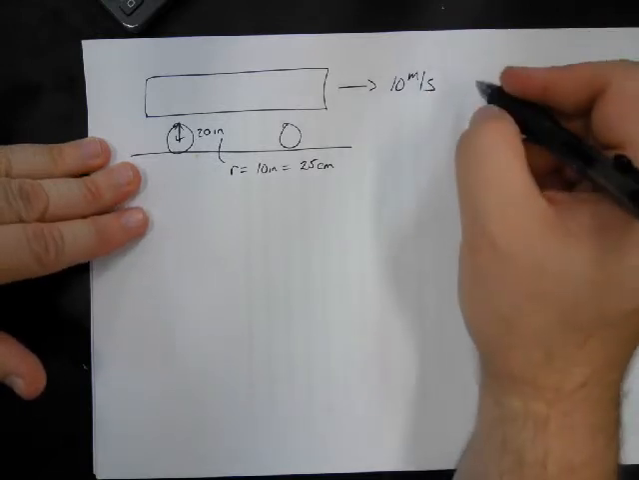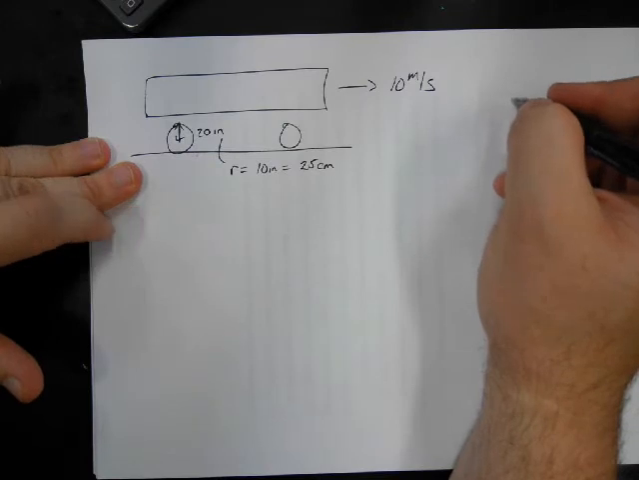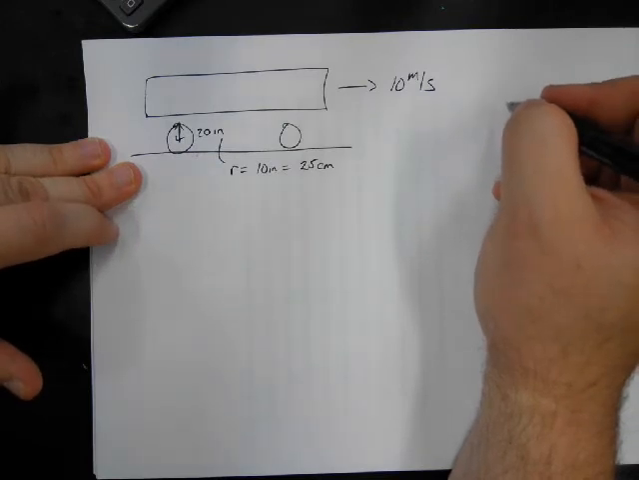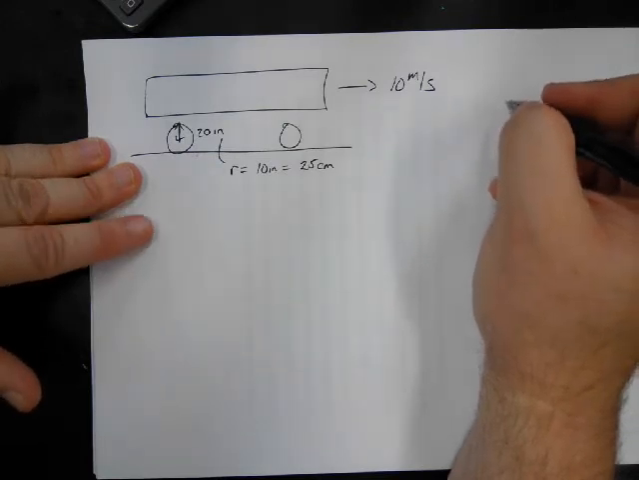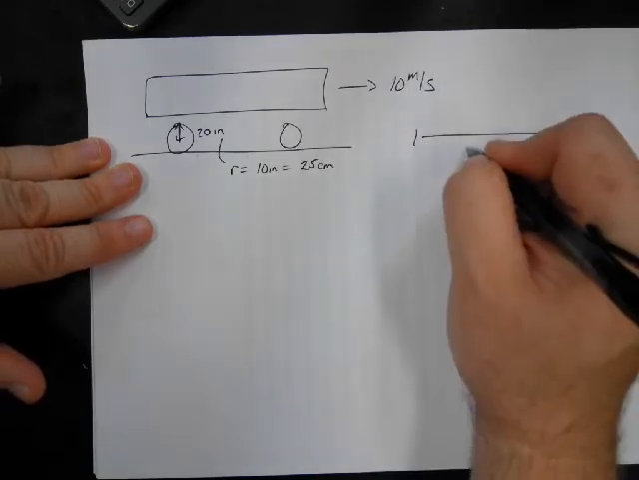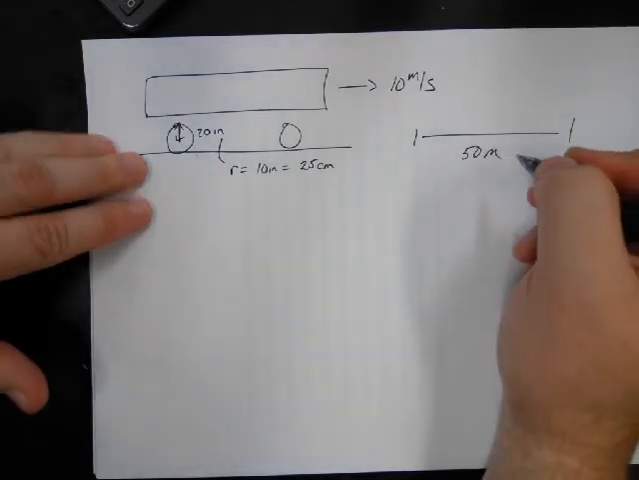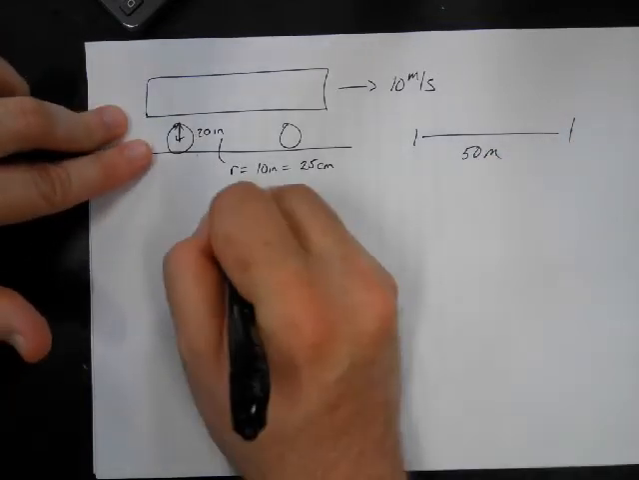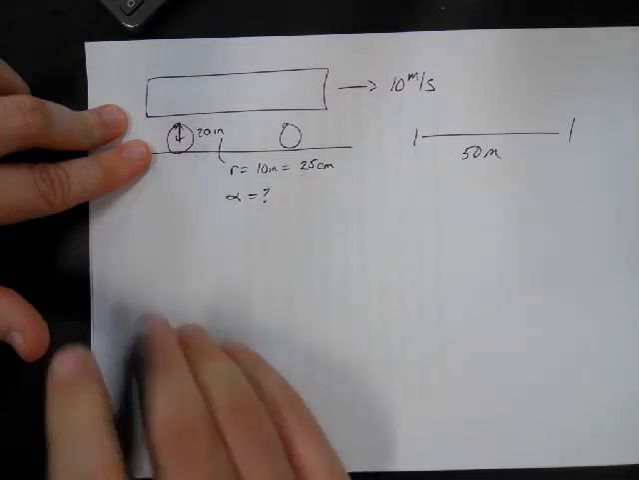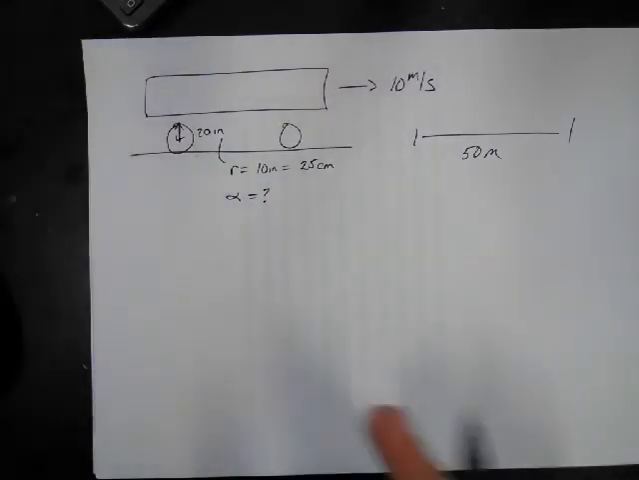And then it's going to come to a stop in, say, 50 meters, let's say. And so what we'd like to know is what is the angular acceleration on the tires? That is a reasonable thing.